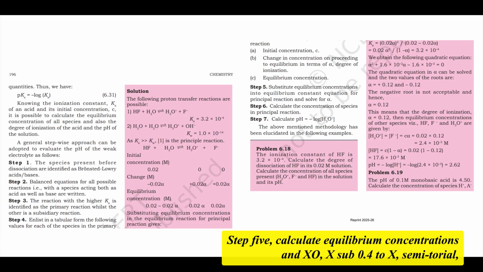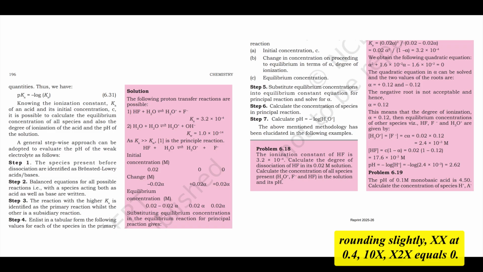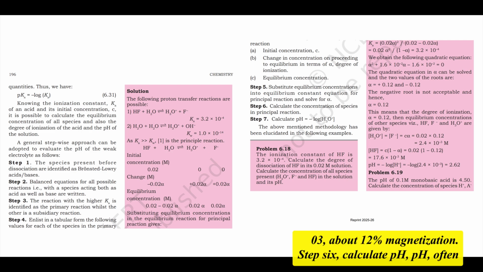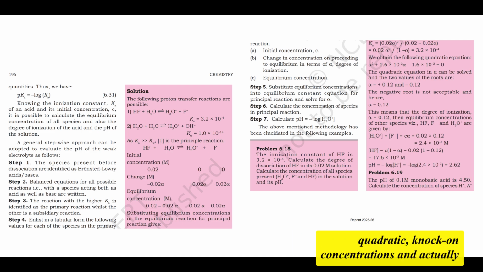Step 5. Calculate equilibrium concentrations, rounding slightly. x is about 0.0024 M, so H3O+ and F- are both about 0.0024 M, and HF is about 0.0176 M. The degree of dissociation is the amount ionized over the initial concentration, about 0.0024 over 0.02, which is about 12% ionization. Step 6. Calculate pH from the H3O+ concentration. This is standard procedure for weak acid problems.